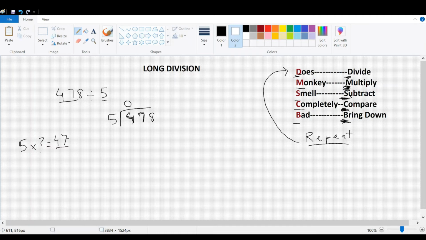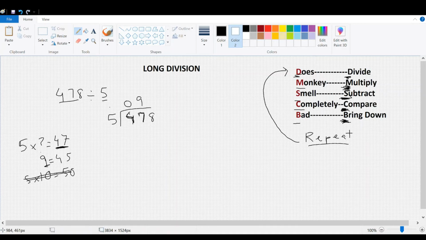We know 5 times 9 can give us 45, and that's the closest to 47, because if we move on to 10 groups, it will give me 50, because we know 5 times 10 is 50, and we don't want 50 because 50 is more than 47. So we need something 47 or less than 47. So we'll make 9 groups. So we write 9. Now multiply.